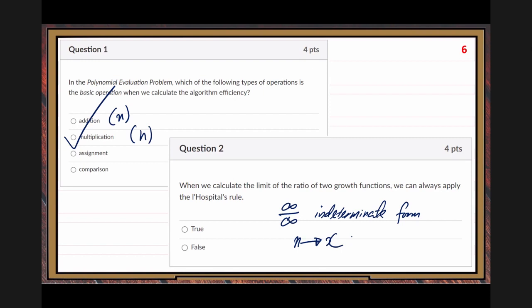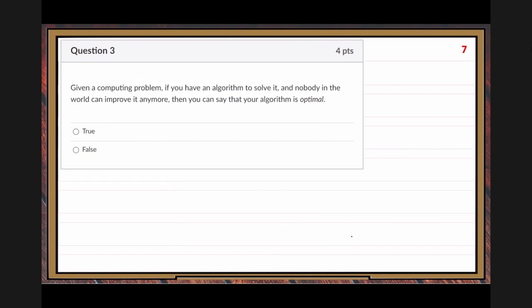All right. Next one. Given a computing problem, if you have an algorithm to solve it, and nobody in the world can improve it anymore, then you can say that your algorithm is optimal. Here, I try to give you some illusion of the wrong answer, to check if your understanding of optimality is very solid. The answer is false.